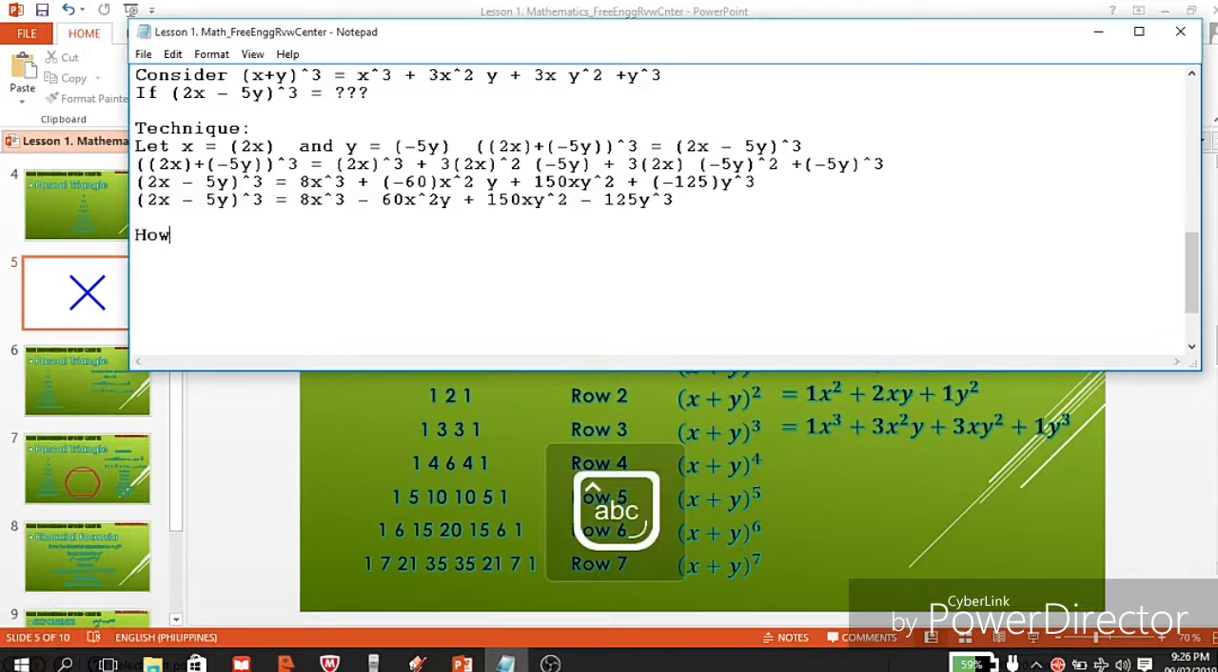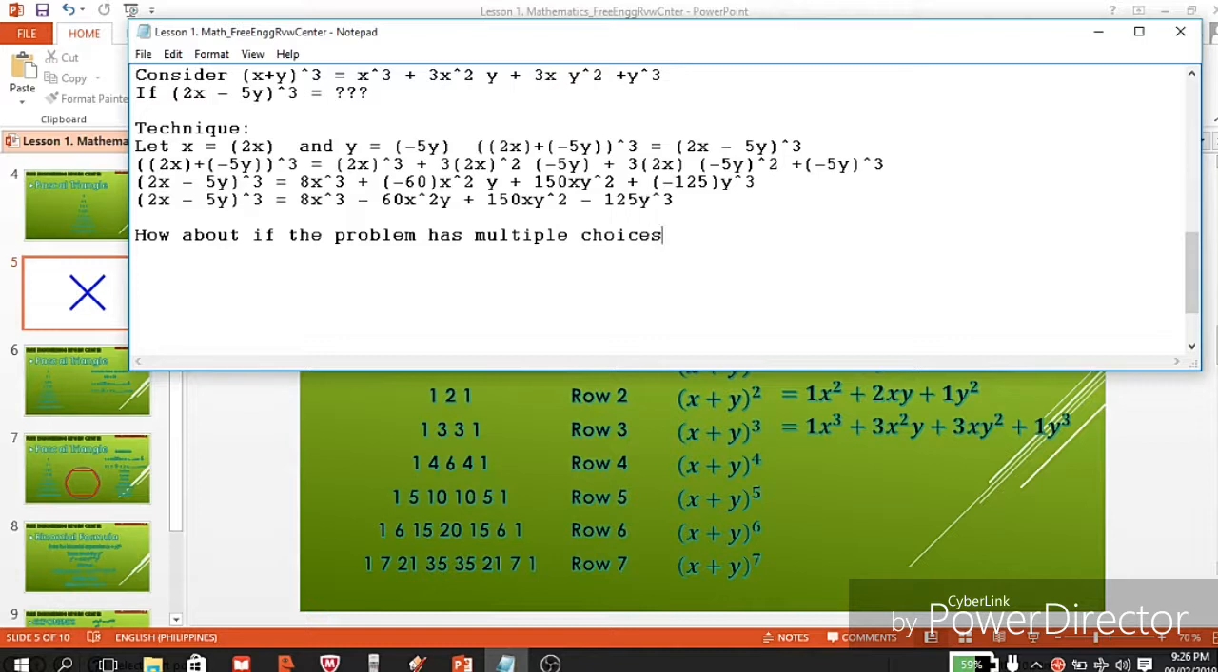Now, how about if the problem has multiple choices? So this will be a board exam technique. So in board exam, you'll know that problems have multiple choice. So how can you solve directly a certain problem by just using the multiple choices when the problem is about binomial expansion? So that could be easy.